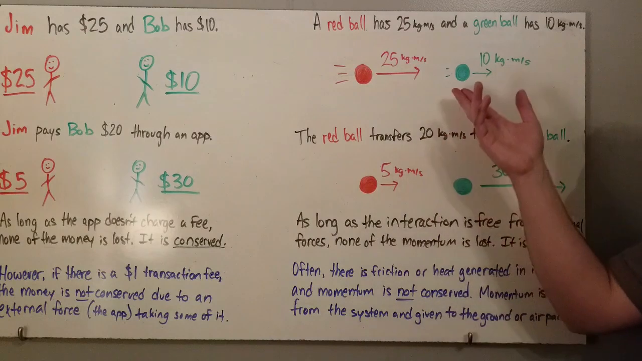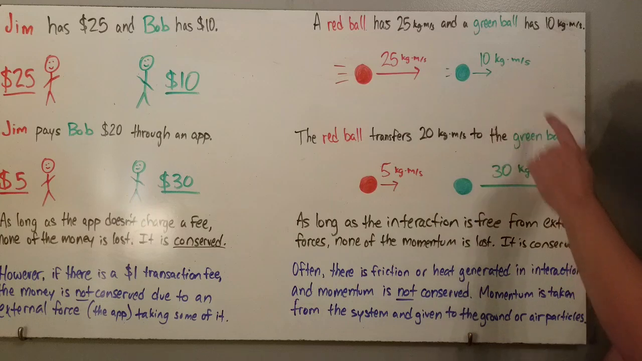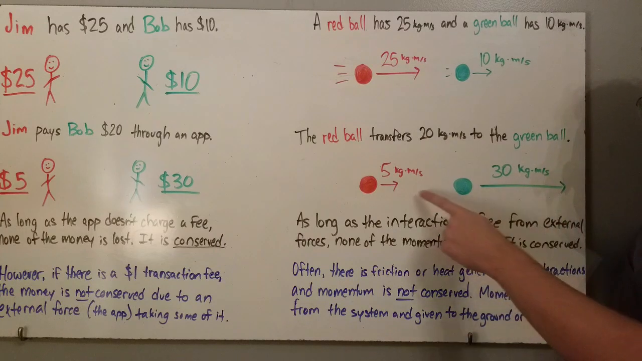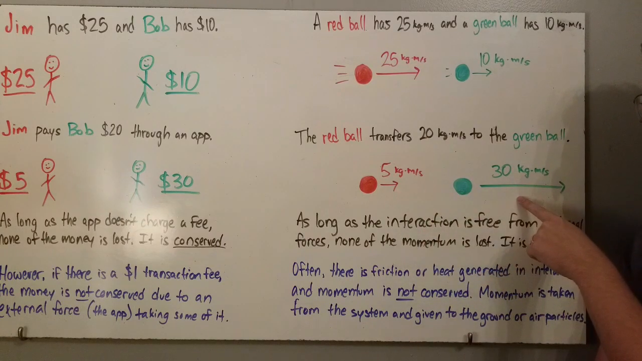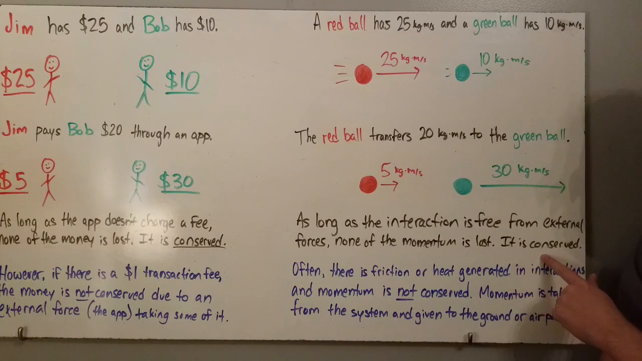So on the other hand, a red ball has 25 kilogram meters per second of momentum, and a green ball has 10 kilogram meters per second of momentum. Same numbers as before over here. We say the red ball transfers 20 units of momentum to the green ball. So we now have 5 and 30. And just as before, as long as the interaction is free from any external forces, then none of the momentum is lost. And so we say that the momentum is conserved.